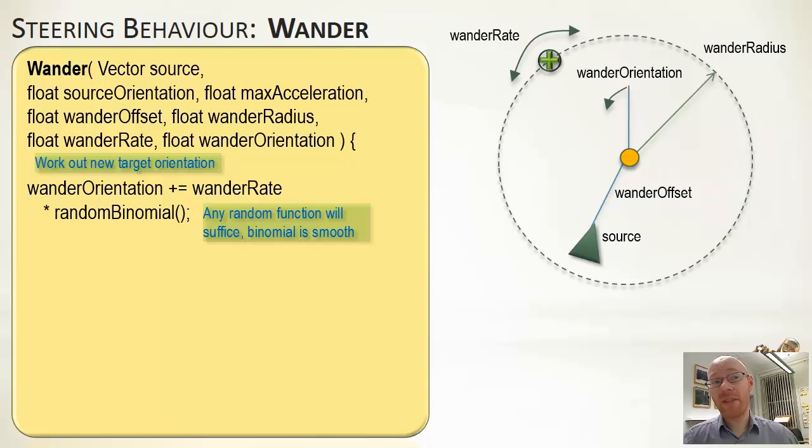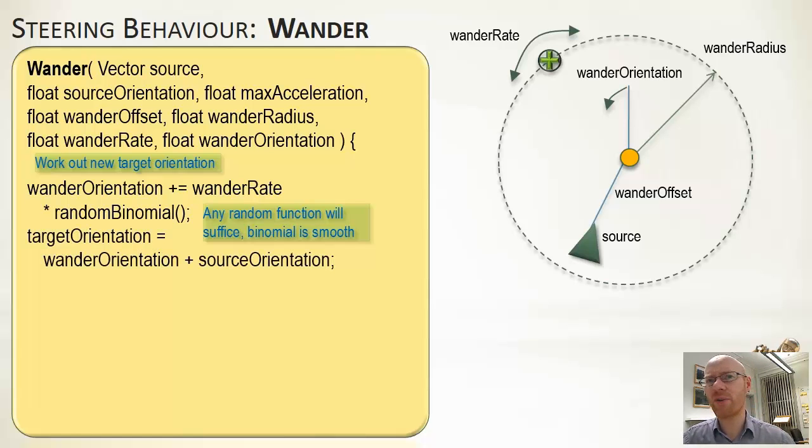Having updated the wander orientation, we then work out, what is our target orientation? Where do we want to be pointing towards? That is the same as our source orientation, the way we're currently orientated, adding on the wander orientation, the angle towards the seeking point. So that gives an indication of what our net orientation actually is.